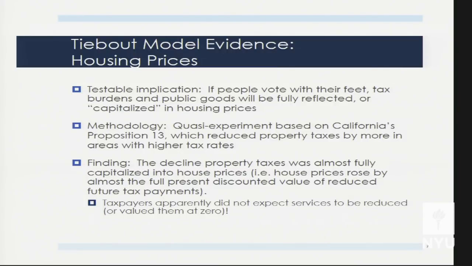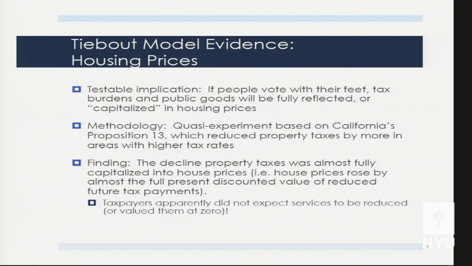So in California, in the 70s, an initiative called Prop 13 was passed. Prop 13 was a cap on property tax rates. Because it was a cap, it affected property tax rates in high tax areas more than it affected property tax rates in low tax areas. That's what a cap generally does.